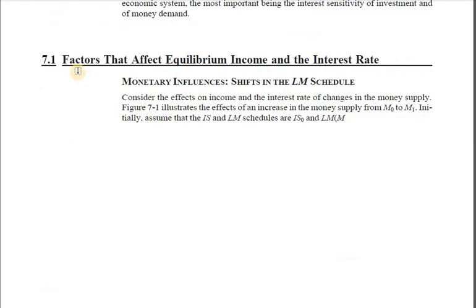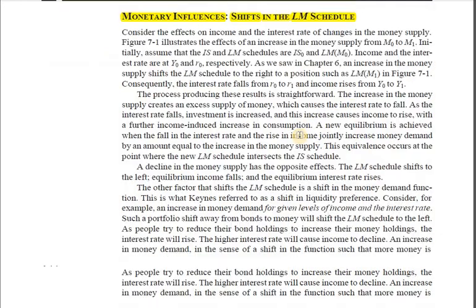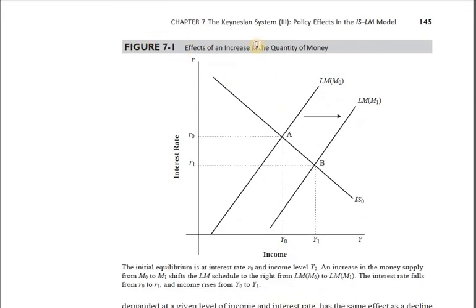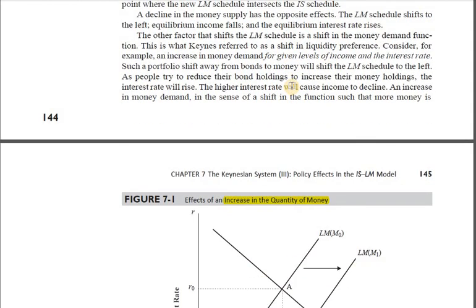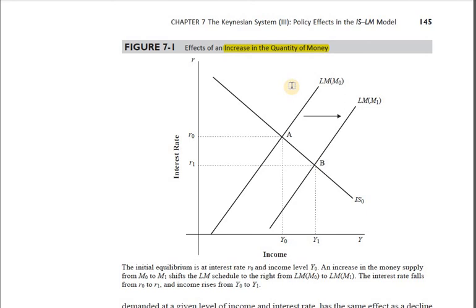First of all, we'll be seeing factors that affect equilibrium income and the interest rate, and number 1 is monetary influence. That basically means money supply. So what can cause a shift in the LM schedule? This should be obvious either way. It is the increase in the quantity of money. This chapter is not about what can cause a shift in the LM. This is about what effect it's going to have on the equilibrium level of interest rate and income. This is the crux of this chapter. This is what we'll be studying here.